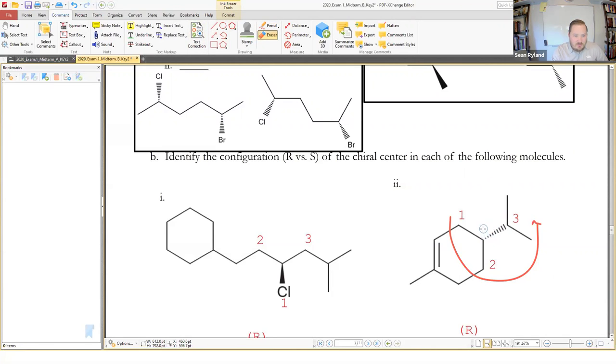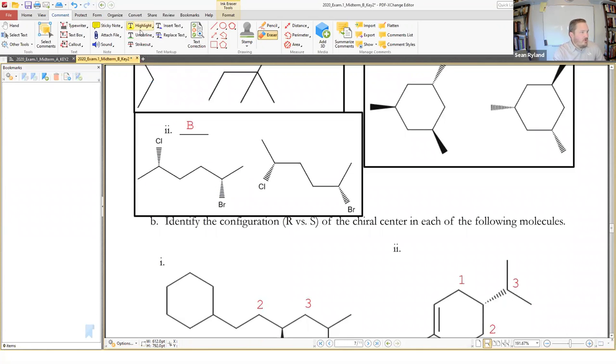And that applies to the ones up here as well. And if you went through and assigned for each of these, so there it is. Our hydrogen would be up here. And if we assign priority, it would go one, two, three. So that would be R, except we got the hydrogen sticking towards us. So we want the opposite of that. So this one would be S. And this one, we'd see 1, 2, 3, again with the hydrogen pointing towards us. So this one is also S.